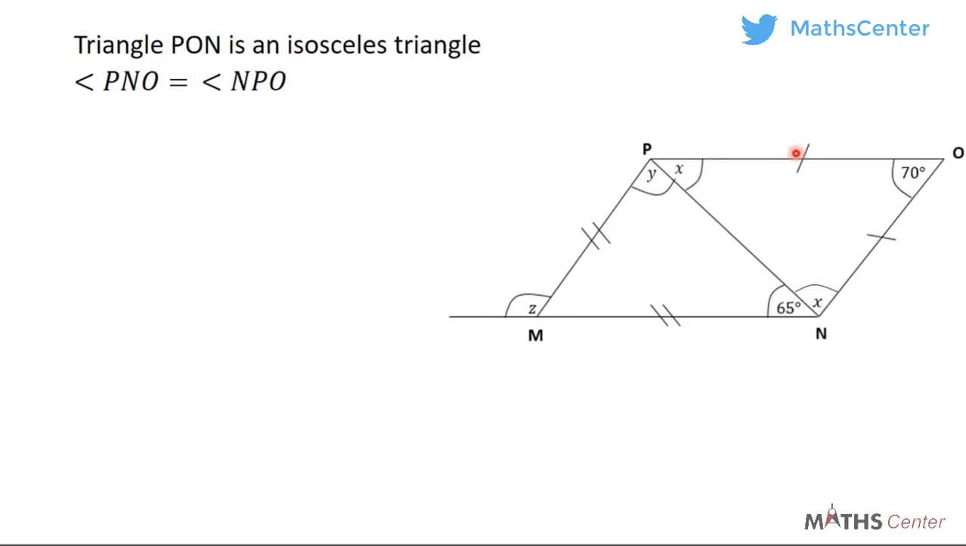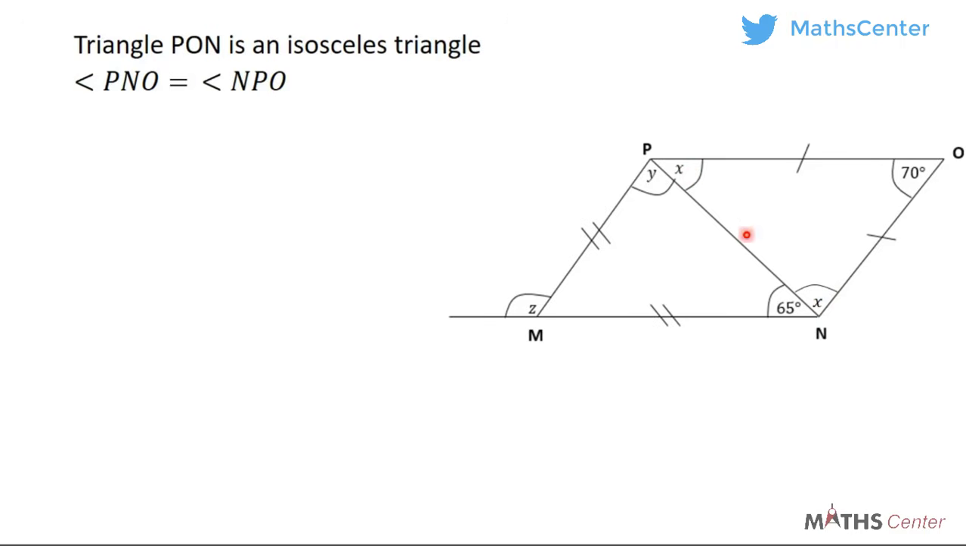So here we have seen that triangle PON is an isosceles triangle. We know the properties of an isosceles triangle. Two sides are equal and the angles formed at the base of those two sides are also equal. So if this angle is S, because PON is an isosceles triangle, this angle will also be S. I hope that is clear.